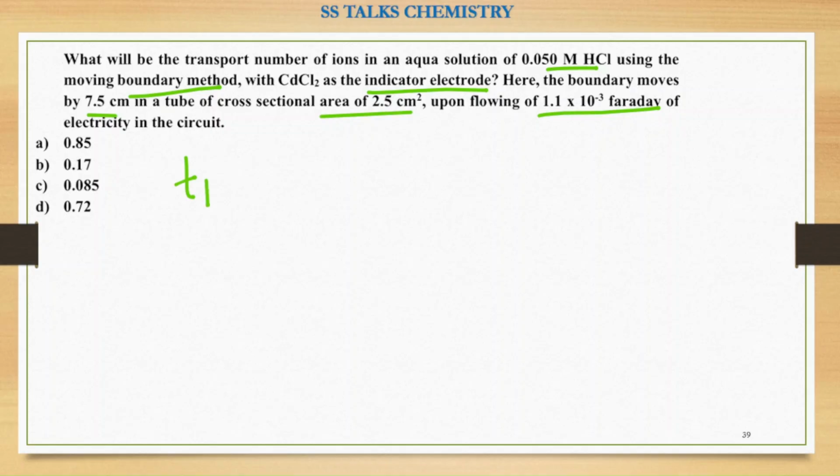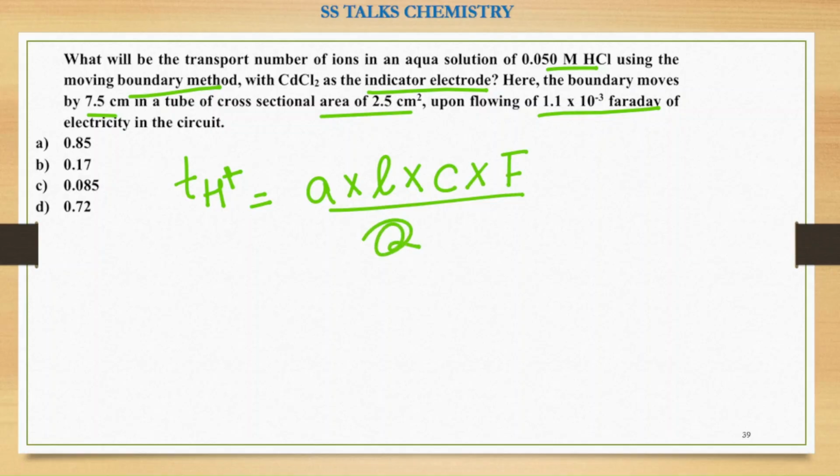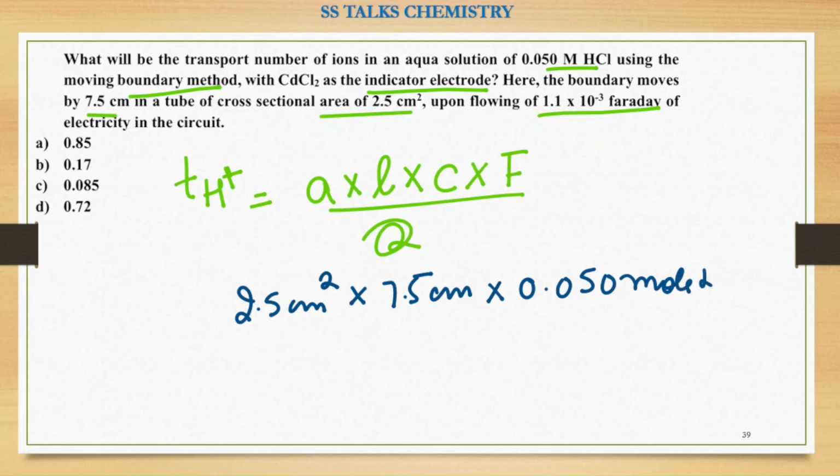So we know the transport number for the cationic part is equal to area into length into concentration into Faraday upon the charge value. Right? So just substitute the values now. Area is given to us as 2.5 centimeters squared. Length is 7.5 centimeters. Concentration is given to us as 0.050 molar, that means it is in moles per liter.